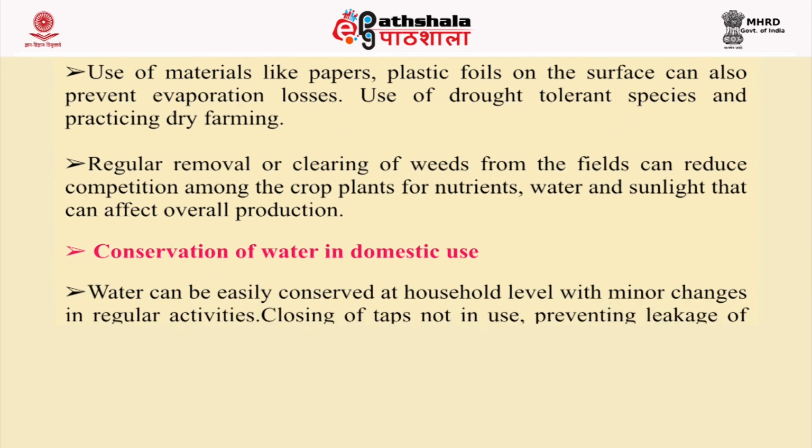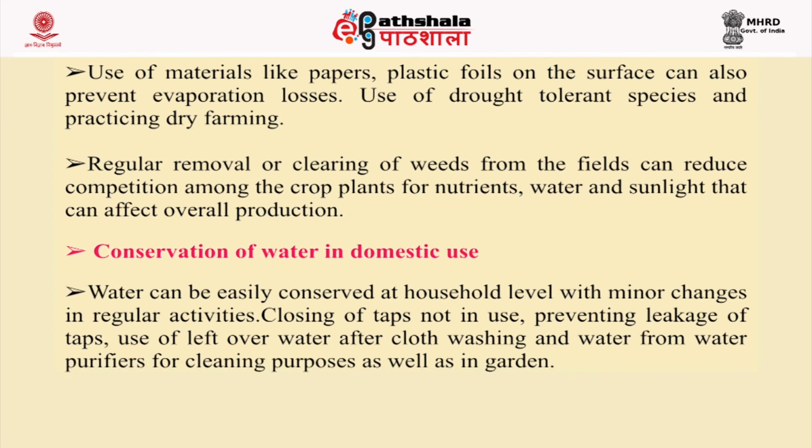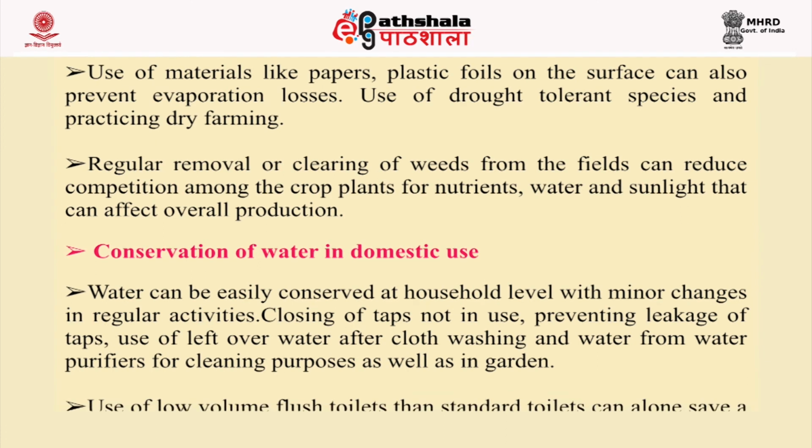Next is the conservation of water in domestic use. Water can be easily conserved at household levels with minor changes in regular activities, like closing taps while not in use, preventing leakage of taps, use of leftover water after cloth washing, and water from water purifiers for cleaning purposes as well as in the garden. Use of low volume flush toilets rather than standard toilets can alone save a lot of water.